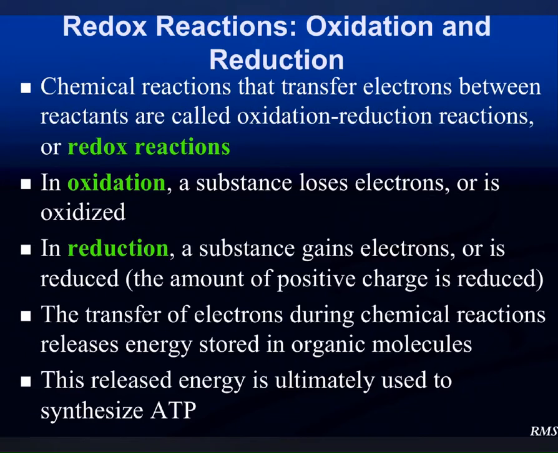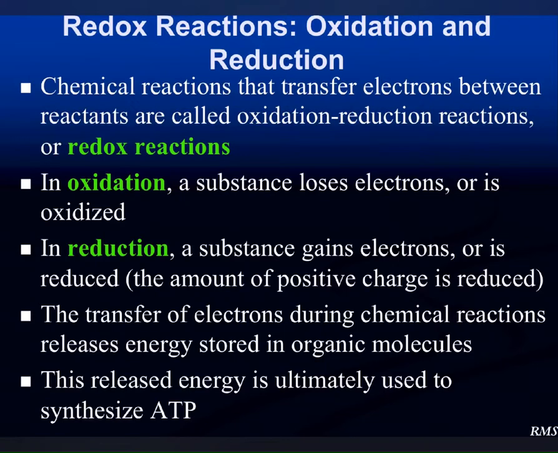You also have this process of reduction, and that's when something gains an electron. And once again, that's the key thing to know. A reduction gains an electron. And I know that sounds counterintuitive. If I reduce, why am I gaining? Well, think about electrons. Electrons have a negative charge. The reason it's called reduction is because when you gain an electron, you're reducing the charge of the molecule.